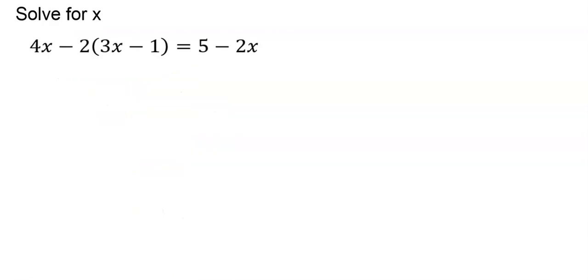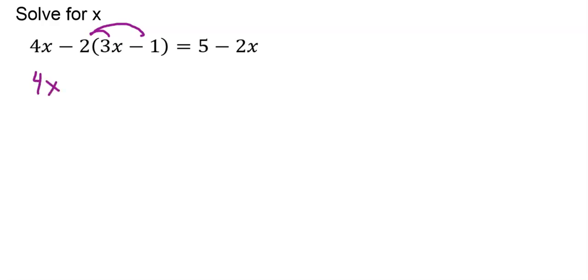Okay, let's try another one. Now the basic steps that we just saw are not going to change. We're still going to ultimately want to get all the variable terms on one side, all the number terms on the other side of the equation. We might have to do a little bit of work before we get to that point though. For example, we've got a distributive property going on in this equation as well. So let's go ahead and distribute.